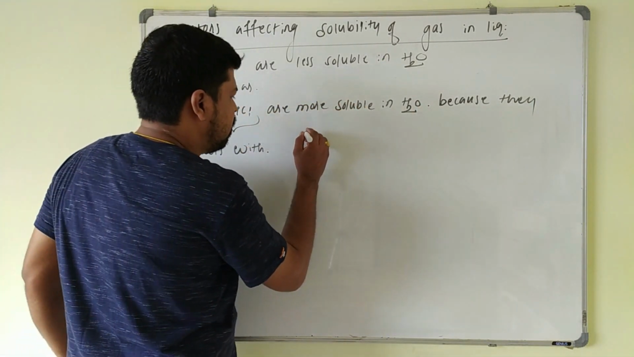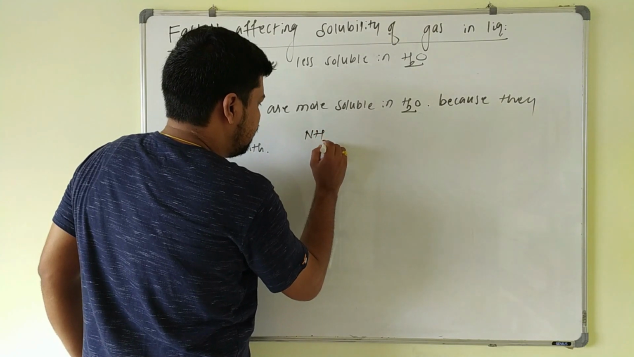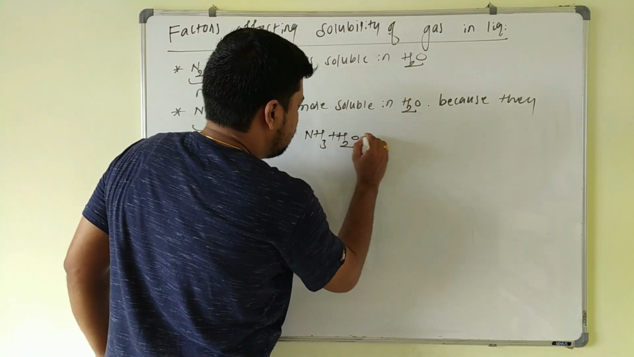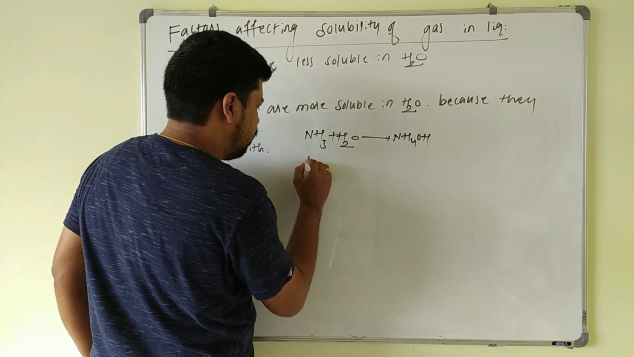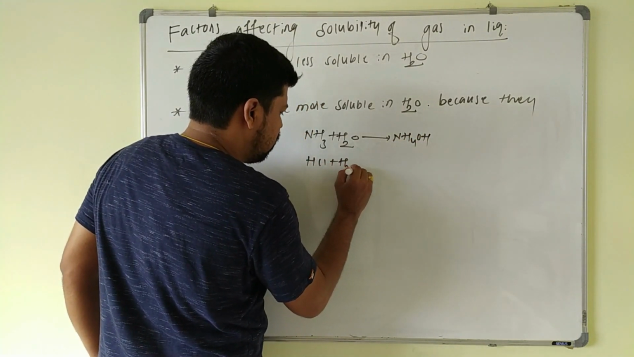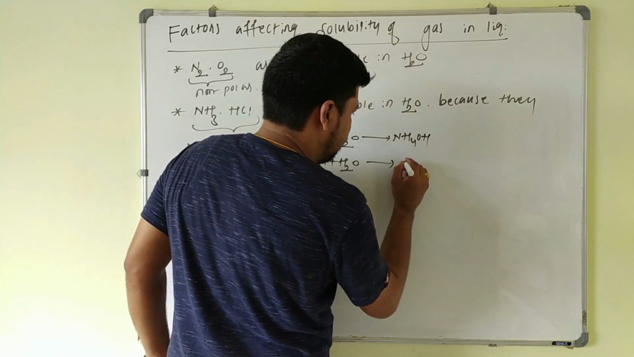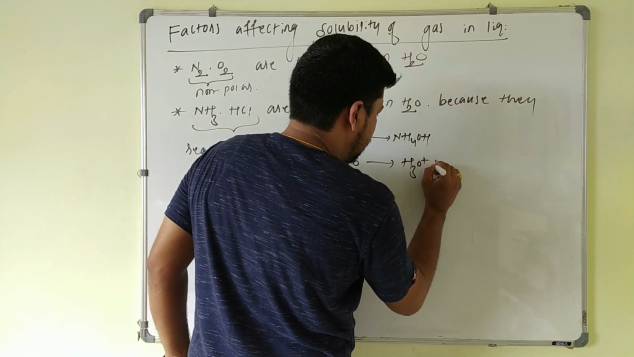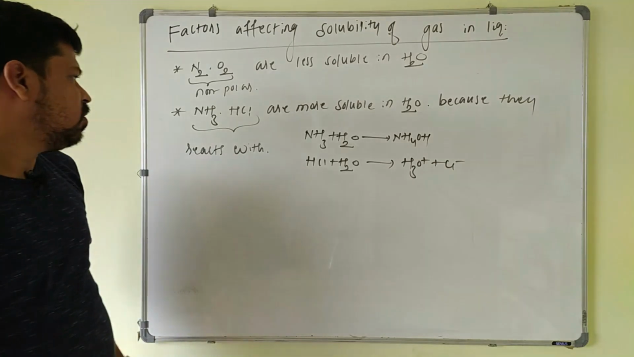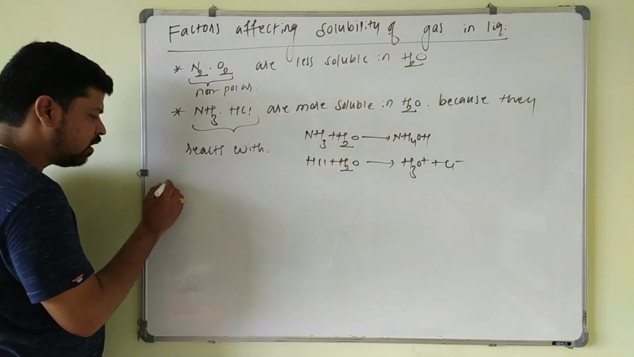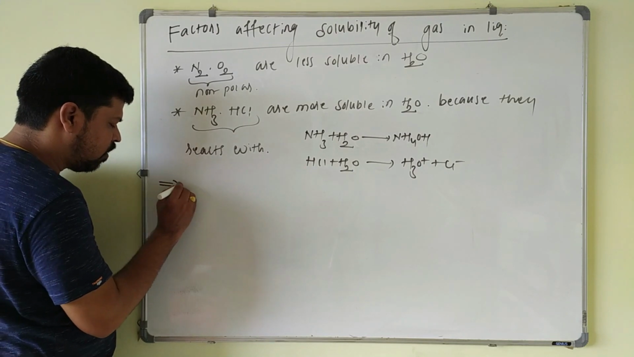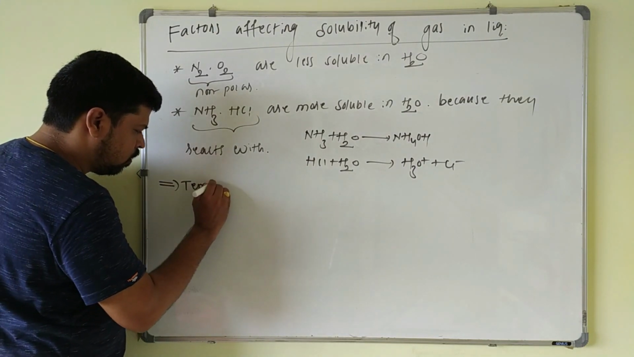You can write the reaction between ammonia and water, that is ammonia plus water. This gives you ammonium hydroxide. Or if you add HCl to the water, that is acidic in nature, you will get H3O+ hydronium ion plus Cl-. So because of their reaction with water, they are highly soluble in water. Next point, effect of temperature.